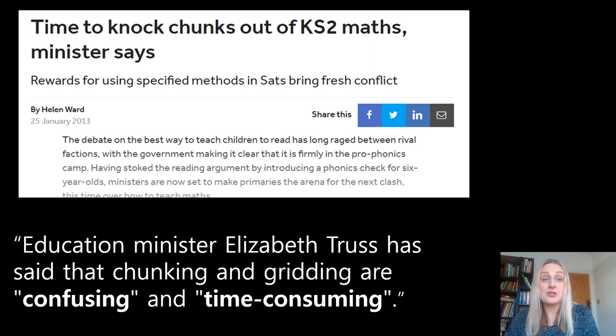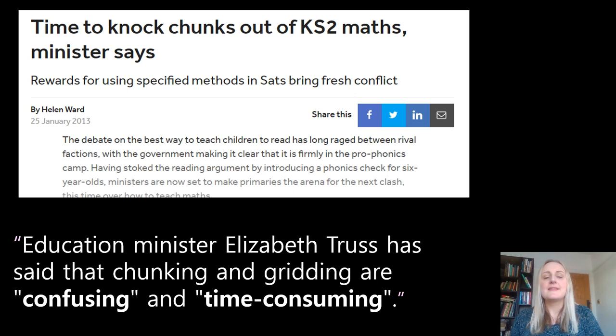Now, let me just explain chunking. Chunking is a method for division. So it's an alternative to the bus stop method. Sorry, I laugh because we shouldn't call it that. I don't know why people call it the bus stop method. Long division or short division. People for a while said, gosh, those are so algorithmic, students do it with no understanding of what's going on, which again is debatable, but then schools introduced chunking instead.